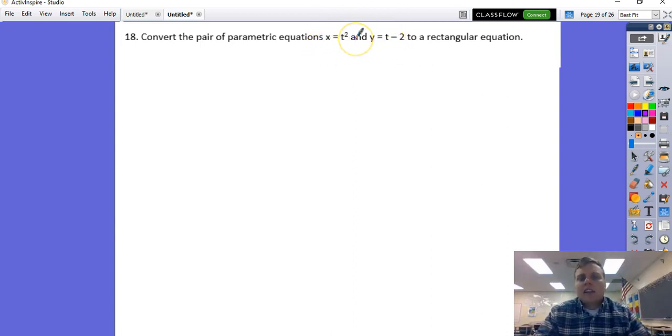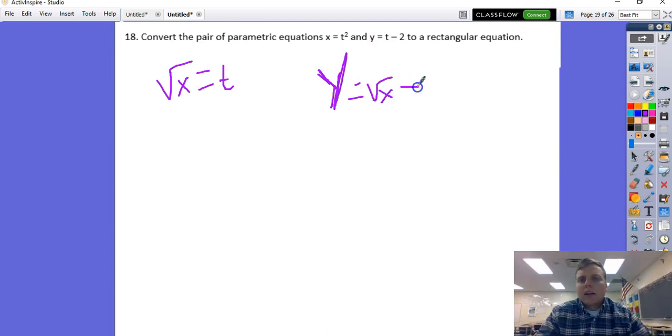So if x equals t squared, I can rewrite this equation as the square root of x is equal to t. So all I do is take the square root of both sides to get t by itself. So now I know that t is equal to the square root of x. So I come over here to where it says y equals, and I can plug this in for t right here. So y is equal to the square root of x minus 2. So y equals the square root of x minus 2.